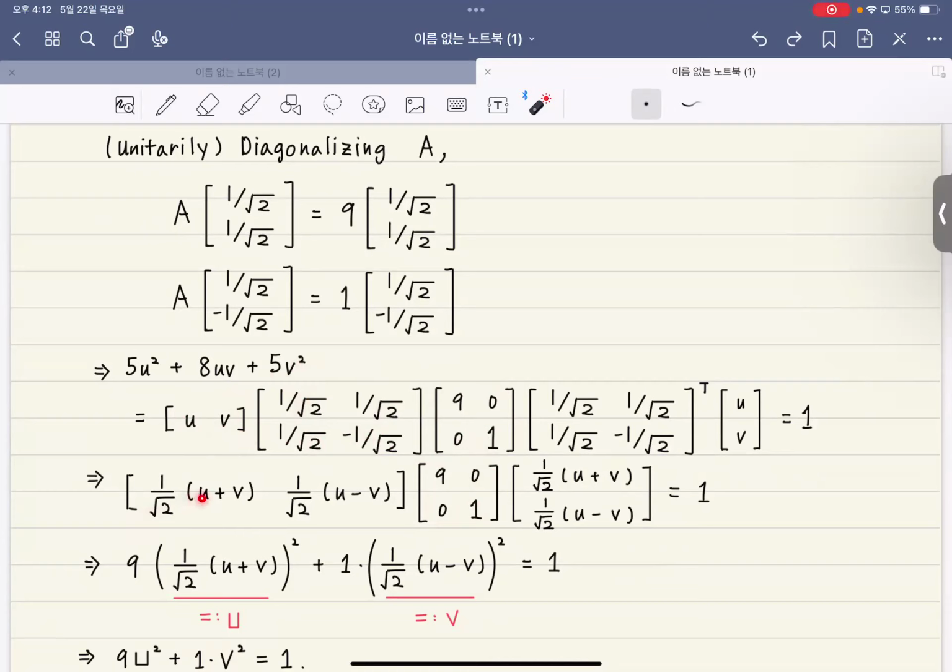1 over square root of 2 times u plus v, and 1 over square root of 2 times u minus v. And here, taking the transpose, this is 1 over square root of 2 times u plus v, and 1 over square root of 2 times u minus v. You must be able to realize that the first and second entries of this row vector are always the same as the first and second entries of this column vector.